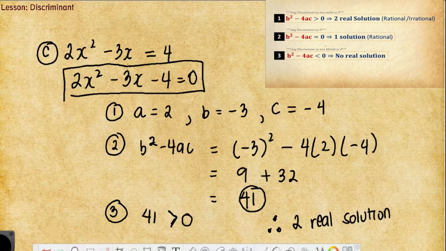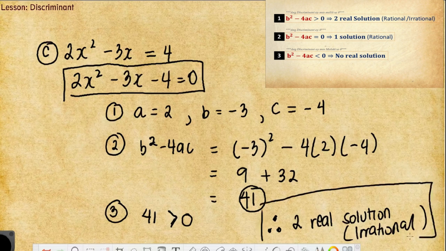For more information regarding this topic, just review my discussion dun sa completing the square, to identify whether this equation is a perfect square trinomial or not. Okay, therefore, we have two real solutions and those are irrational numbers. Okay, so that's it. That is our topic for today.